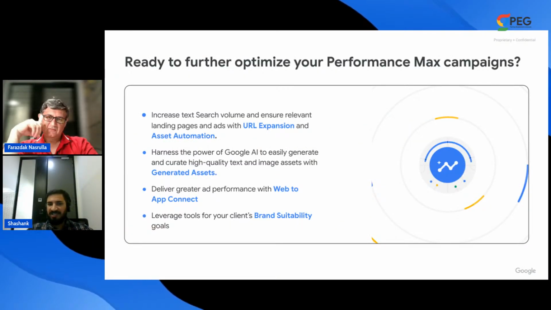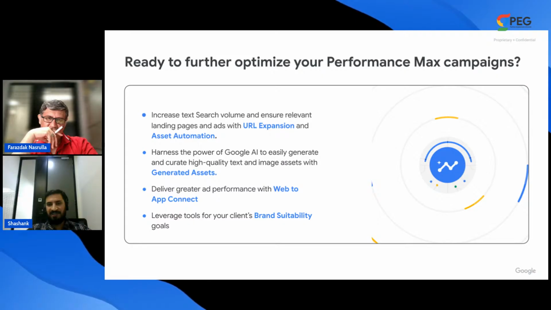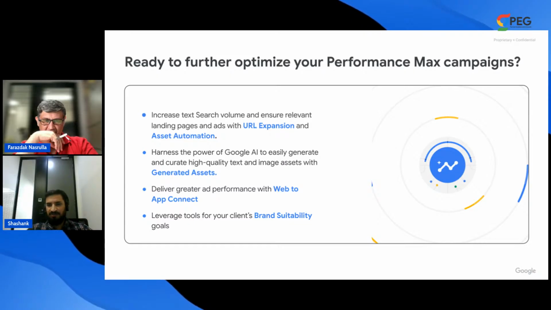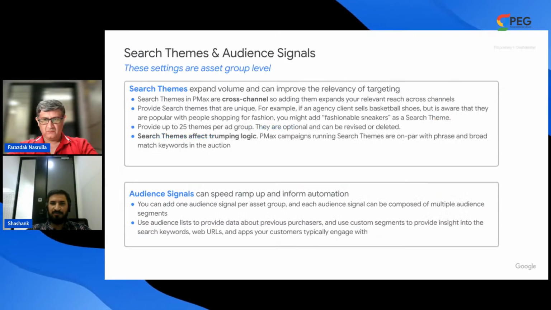Now, further optimizing your PMax is something that we can talk about. For example, using URL expansion, which will land your users on the right product pages, and asset automation, creating different headlines. So you don't have to really write all the headlines yourself. You can just give the system some inputs on what exactly you're looking for, and accordingly, the system can start generating headlines. You can also use system generated assets if you feel that they are rightly complementing your business. You can also deliver great ad performance with web to app connect, and then you can leverage tools for your client's brand suitability goals. So these are some of the points that help you create a strong campaign structure from the roots.